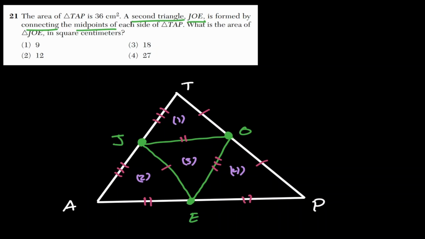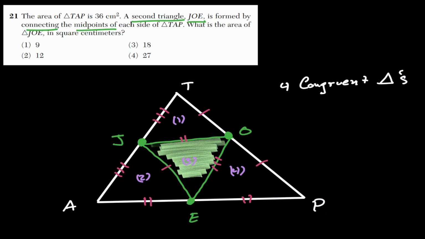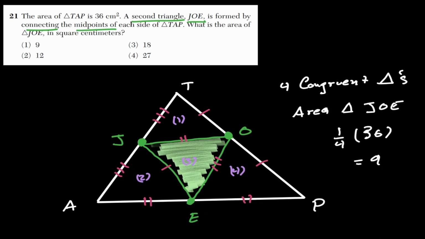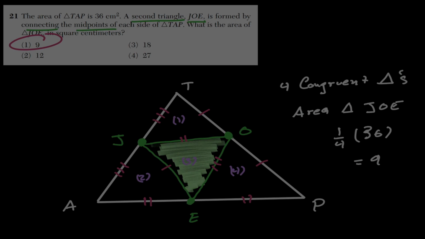And now notice that we have 4 congruent triangles. Well, the area that we're looking for in here, of triangle GOE, if these 4 triangles are congruent to each other, then it's fair to say that this green area is 1/4 of the whole triangle, which is equal to 9. And that matches option number 1.